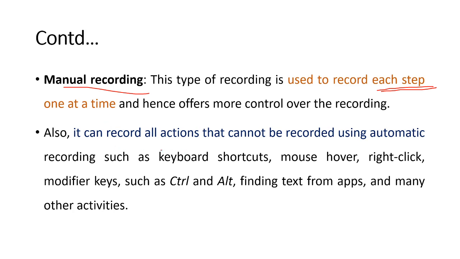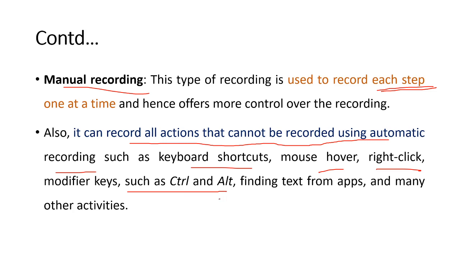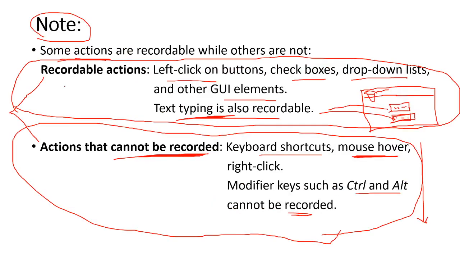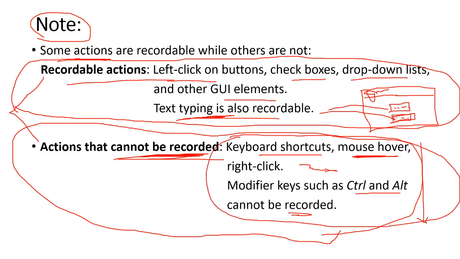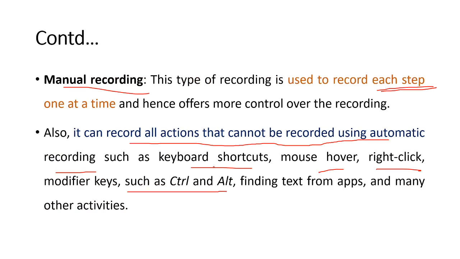And the interesting thing is, it can record all the actions which can't be recorded using automatic recording. Shortcuts can be recorded here, mouse hover action can be recorded here, right click and keys such as Control Alt. All these actions can be recorded in manual recording. This is what I said when explaining recordable and non-recordable actions. Don't think that non-recordable means it can't be recorded at all in UiPath Studio or in an RPA platform. These actions can be recorded by using manual recording, but they can't be recorded if you go ahead with automatic recording. That's what you need to understand here.